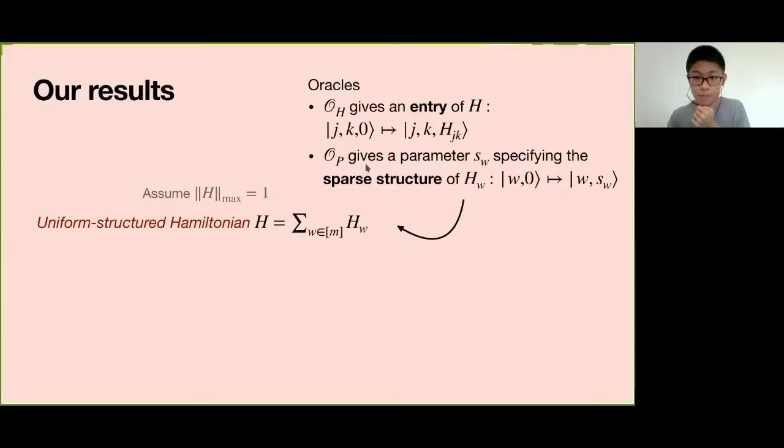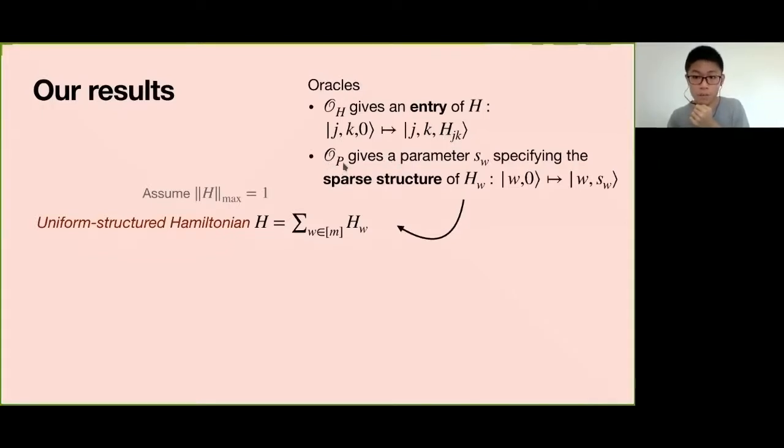This can be specified by two oracles. The first oracle gives you an entry of H. This oracle is kind of standard in Hamiltonian simulation. You can specify the row j and the column k, and it will compute the entry on row j and column k on the third quantum register.